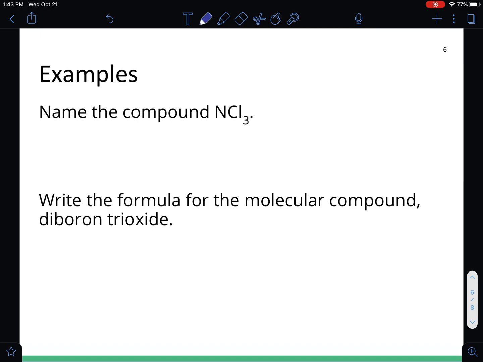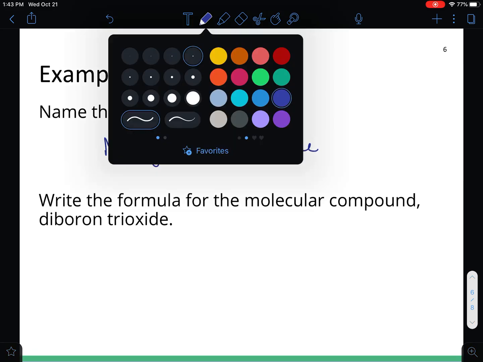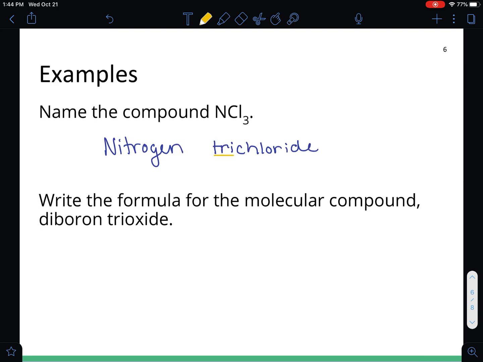All right. So NCl3, first I would look up on the periodic table and find nitrogen. Nothing about nitrogen changes. I don't need a prefix because there is only one nitrogen atom here. Then I'll look up and see that Cl is chlorine, and because I have 3 of those, I will write trichloride. So the parts that changed are a tri was added and an IDE ending.